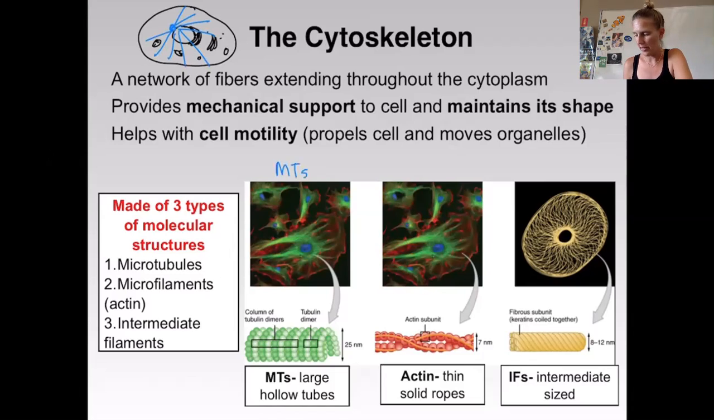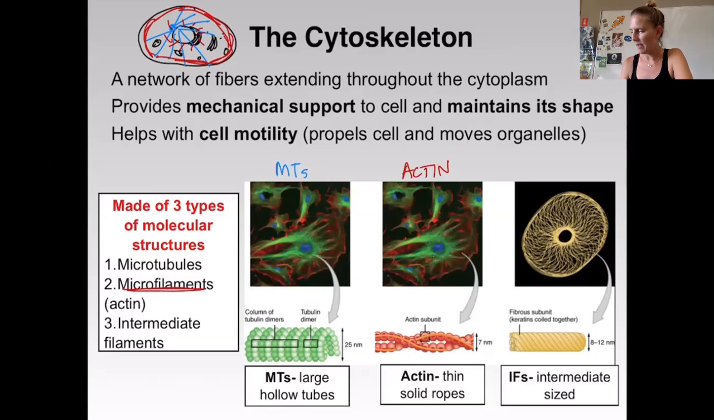They're large, hollow tubes. They are really important in transporting things around the cell. Then we have actin. The actin is around the edges of a cell, kind of keeping that shape. It's also throughout the cell. That is called actin, sometimes called microfilaments. These are long, thin, solid ropes for the structure. Those are really important in muscles, actually.